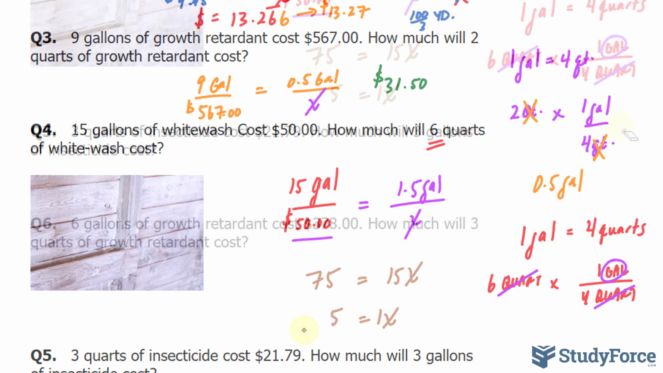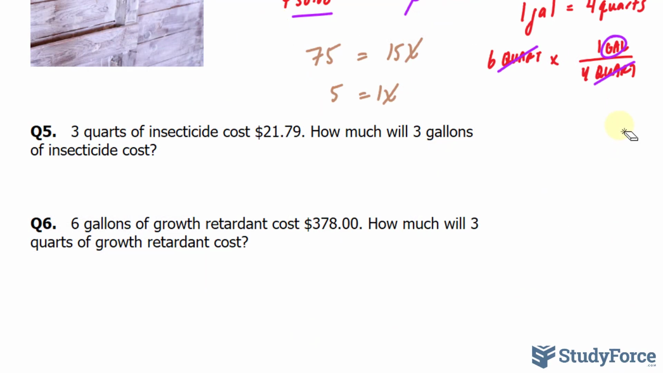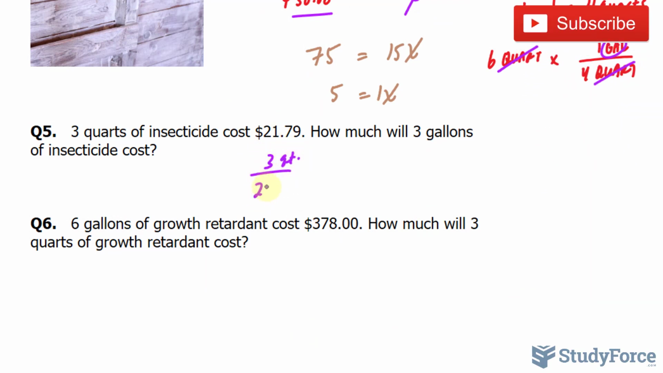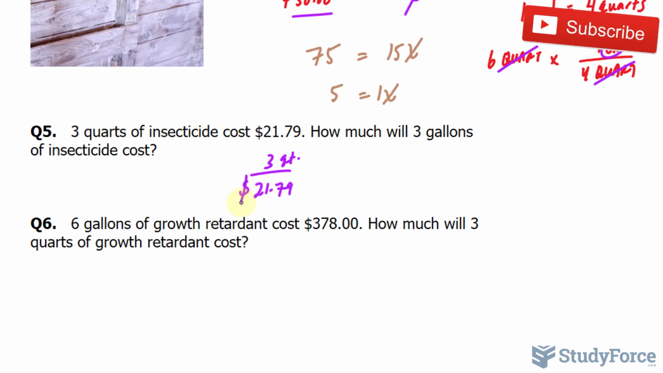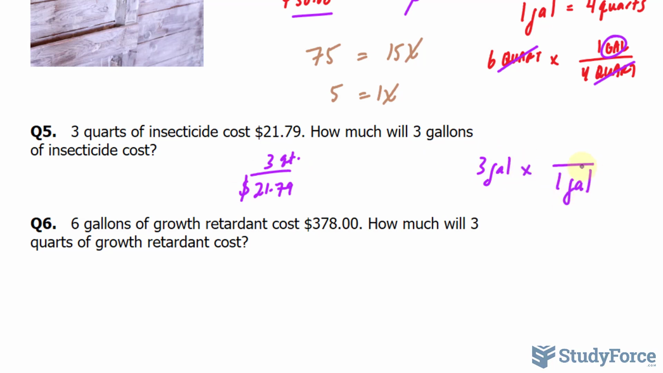In question number 5, we're asked, 3 quarts of insecticide cost $21.79. So 3 quarts cost $21.79. How much will 3 gallons of insecticide cost? I'll change 3 gallons into quarts because we've already written down quarts. 3 gallons multiplied by 1 gallon per every 4 quarts. By orienting the conversion ratio that we used before like this, unit will cancel out with that. 3 times 4 is 12 quarts. And I'll write down 12 quarts up here.